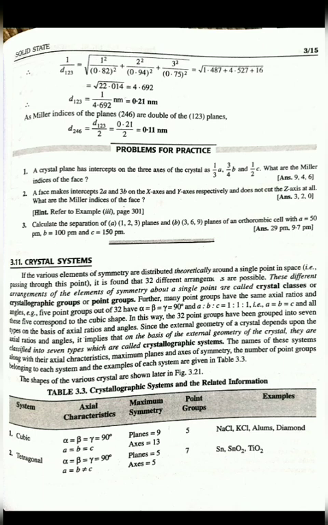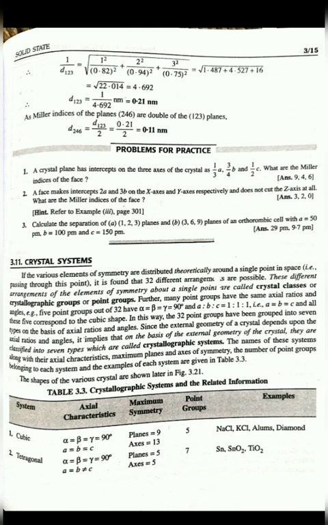First, cubic system. Its axial characteristics: alpha equal to beta equal to gamma equal to 90 degrees, a equal to b equal to c. Maximum symmetry: planes equal to 9, axes equal to 13. Point groups 5. Examples: NaCl, KCl, alums, diamond. Second system, tetragonal. Its axial characteristics: alpha equal to beta equal to gamma equal to 90 degrees, a equal to b not equal to c. Maximum symmetry: planes equal to 5, axes equal to 5. Point groups 7. Examples: Sn, SnO2, TiO2.